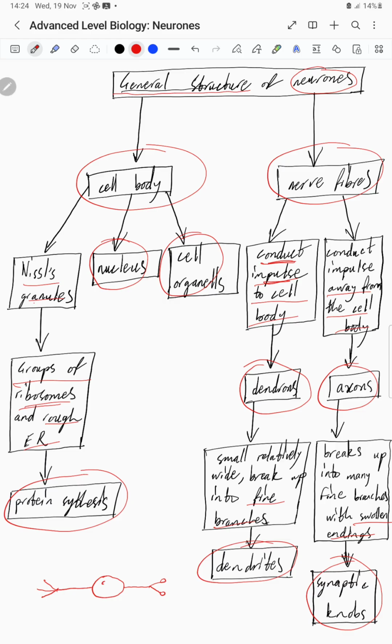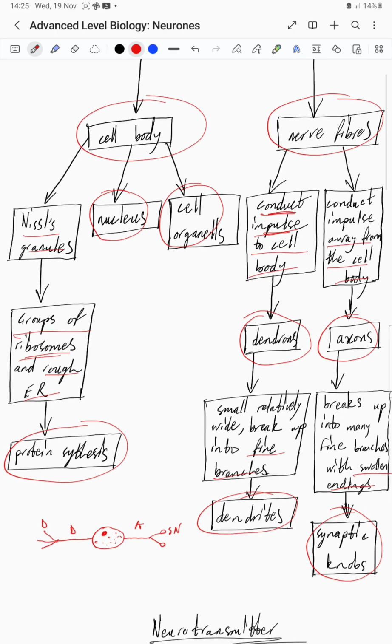So we can say this is the nucleus, and we have the Nissl granules. This is the dendron, this is the axon, and these are the synaptic knobs, and these are the dendrites. Okay, so this is the general structure we're looking at from the given information.